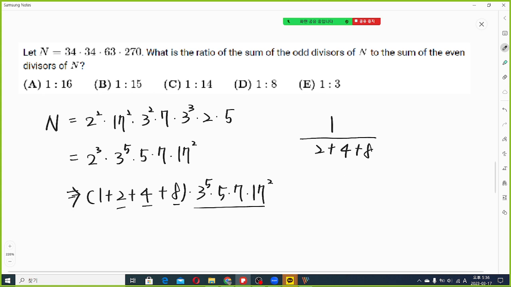So which one is the answer? Which one is the ratio? So what's the sum of 2, 4, 8? Oh, can you hear me? Yes, sorry. 14. So 1 over 14. The sum of 2, 4, 8 is 14, so 1 over 14. Yep. So the answer is C.